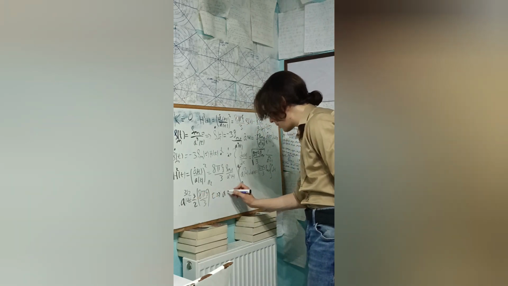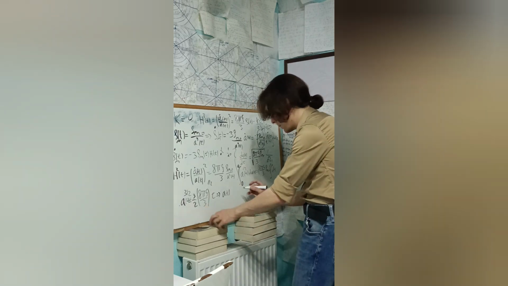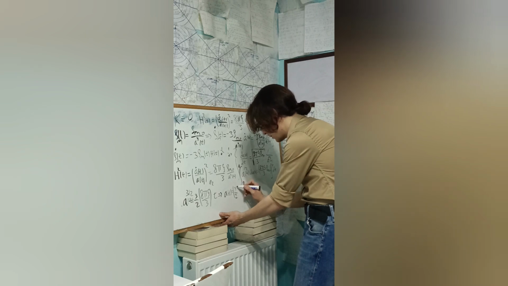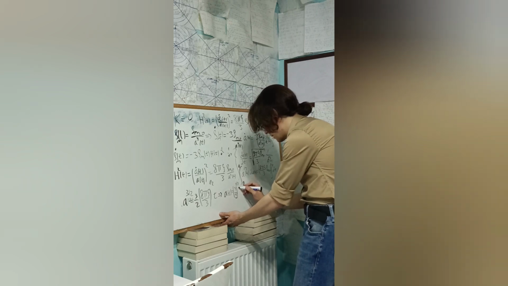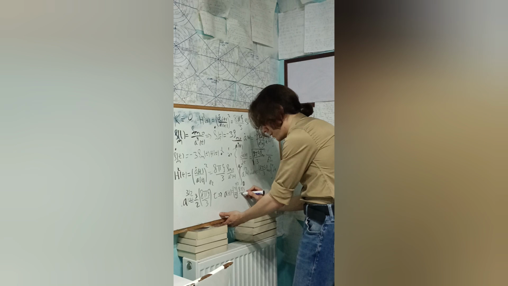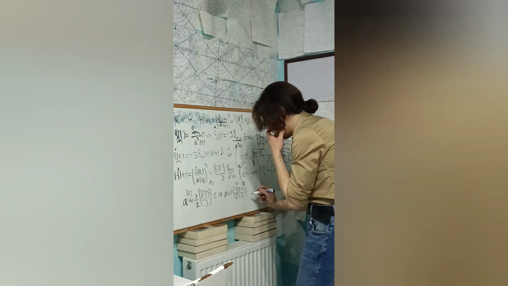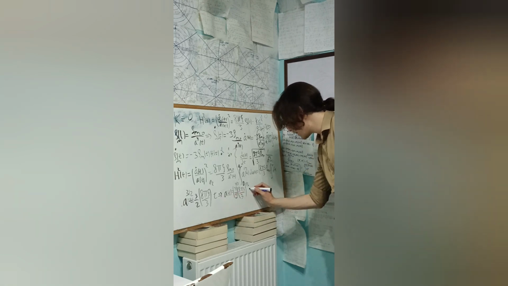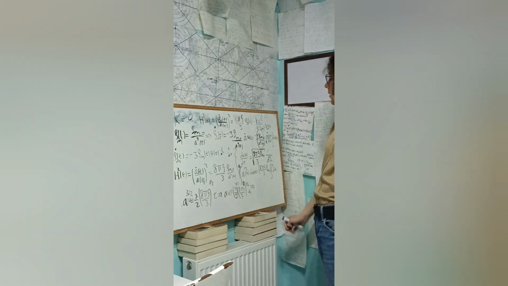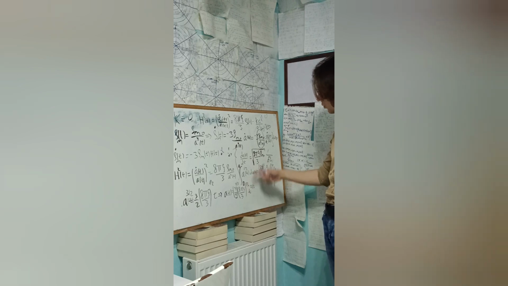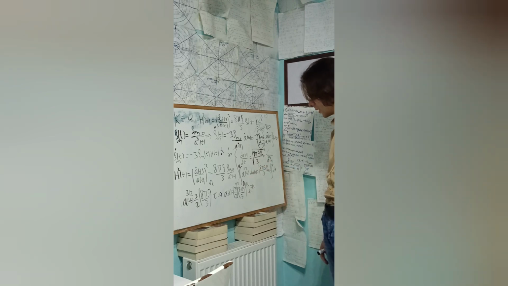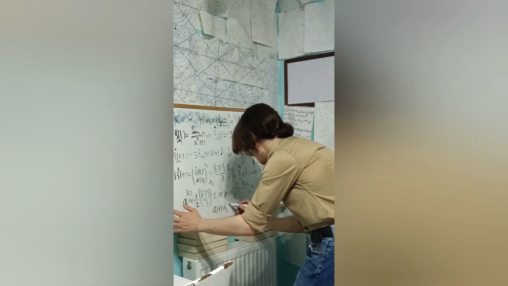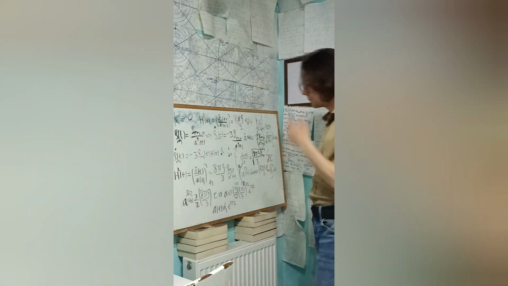A of t, as you can see from here, equals (3/2)^(2/3) (8πG/3)^(1/3) times t to the 2/3. So the relation is that a of t is proportional to time to the power of 2/3.